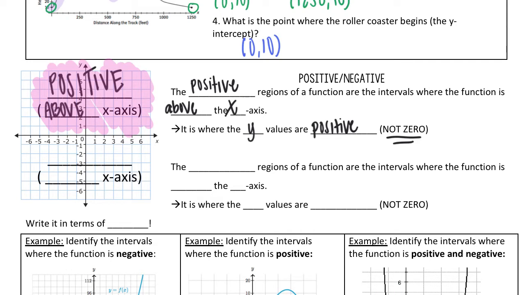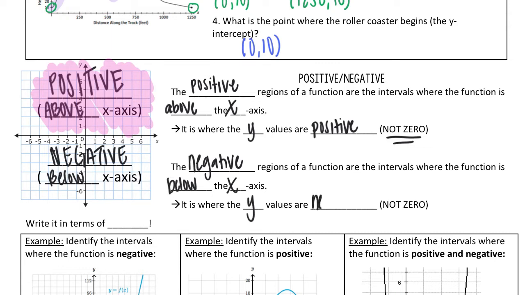Conversely, or on the other hand, the graph is negative when it is below the x-axis. So the negative regions of a function are the intervals where the function is below the x-axis. It's where the y values are negative. So I'm going to take out a different highlighter color and highlight this portion of the graph to show this is the region of the graph where it is negative.